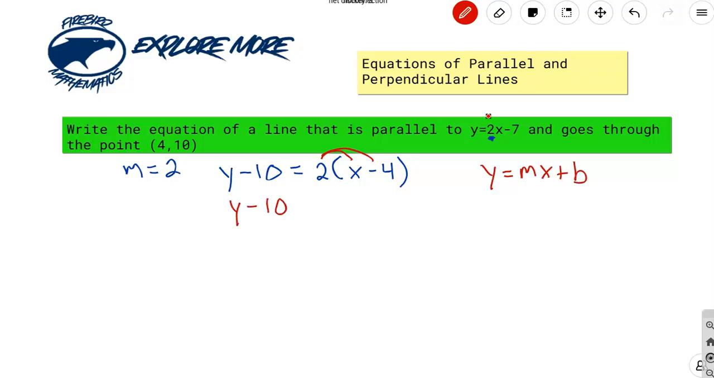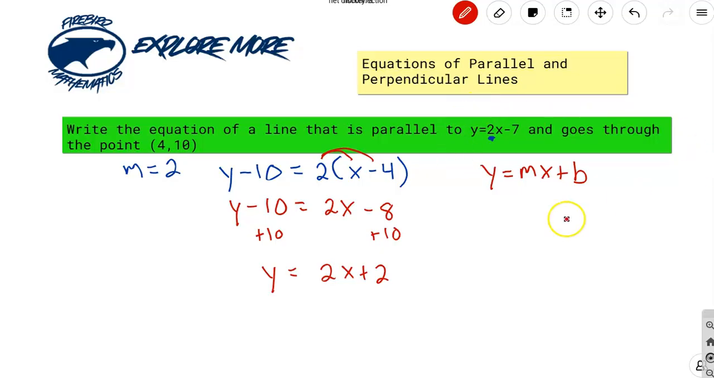So we have y minus 10 equals, so 2 times x is 2x, times negative 4. 2 times negative 4 is negative 8. And then we want it to look like y equals mx plus b. So to do that, we would add 10 to both sides over here. And we get y equals 2x plus 2.